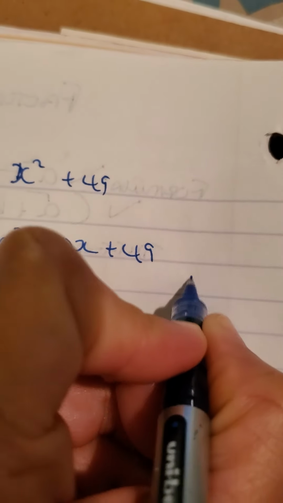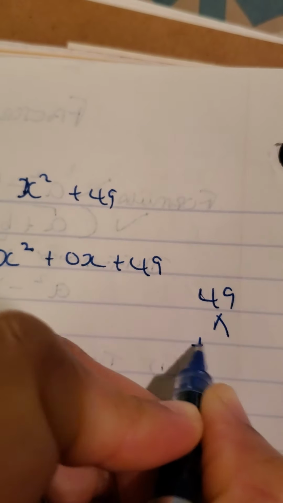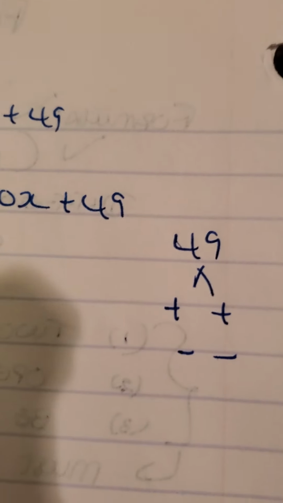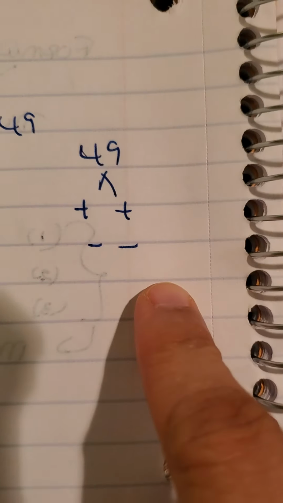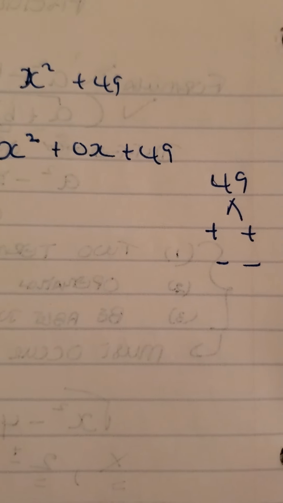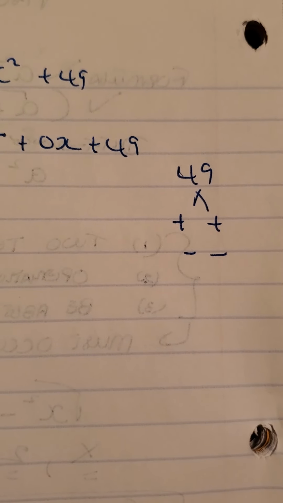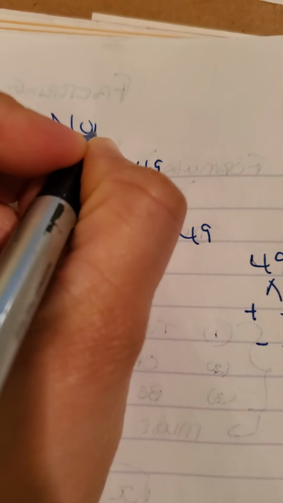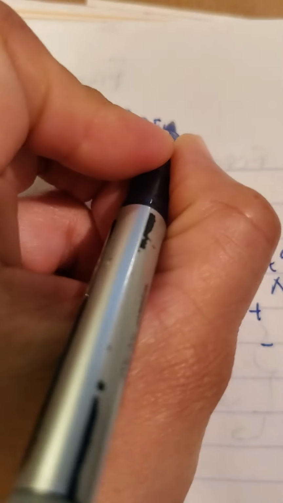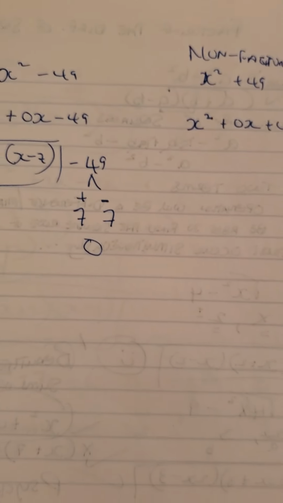Now let's take a look at this one. We know that this is a positive 49, so it's either two positive numbers or two negative numbers. We have to add to find our middle. What two numbers are we adding that are going to give us 0? That's what I thought. So you see, this is non-factorable, a sum of squares. Remember that, okay? All righty.